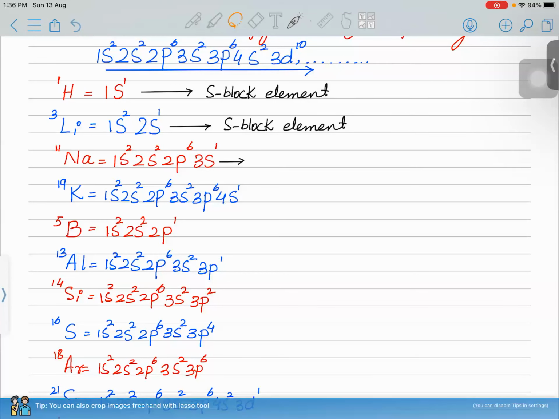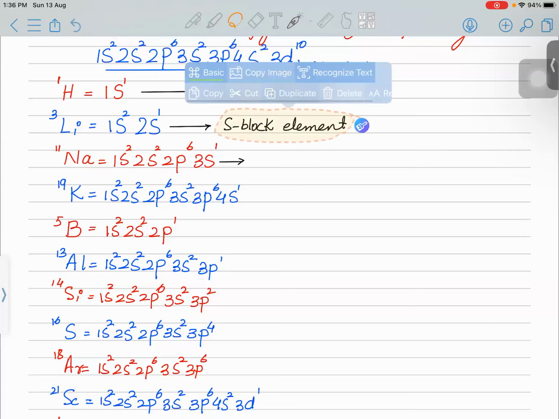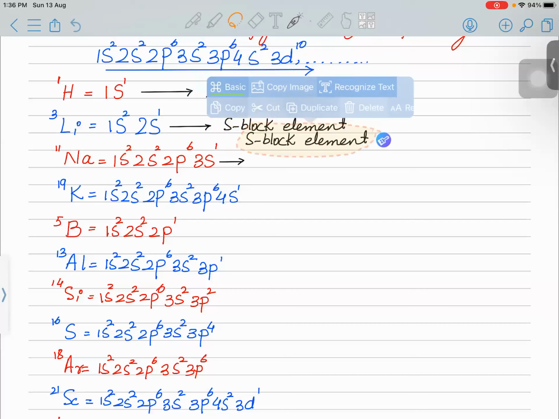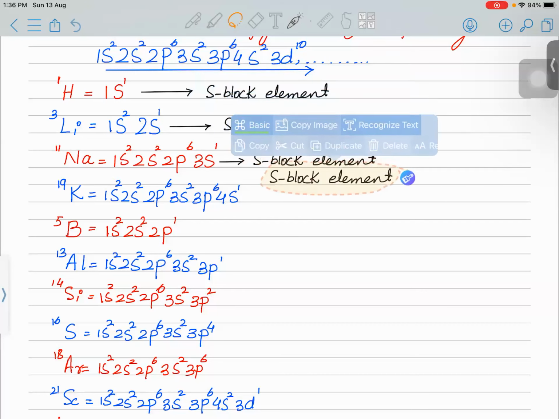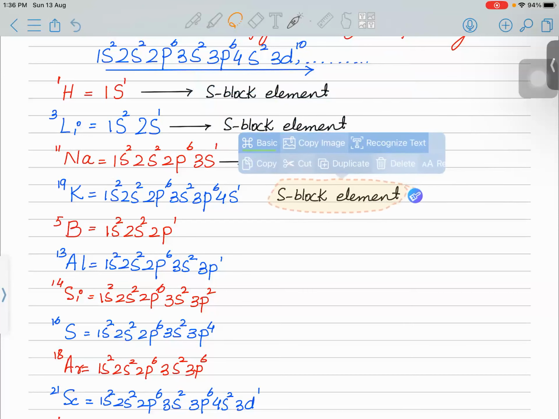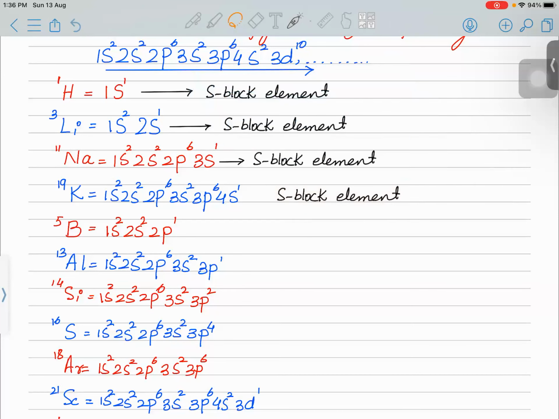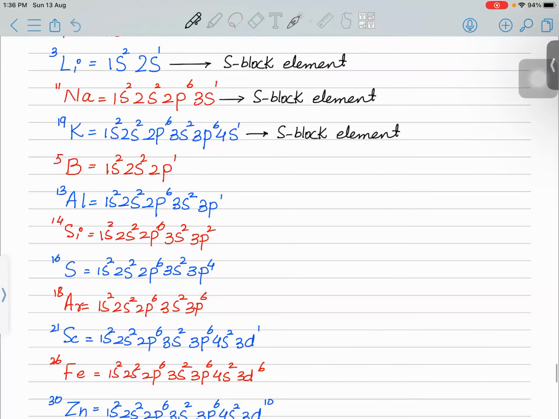Yes, it is in the p orbital. No, sodium. Oh yeah, s orbital. My fault. So again, it is S block element. What about the potassium? S block. So again, S block element configuration ends with S.